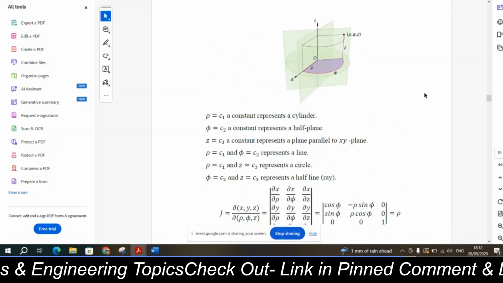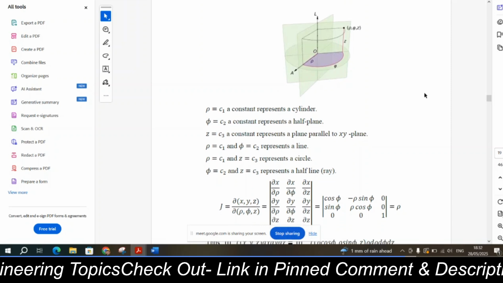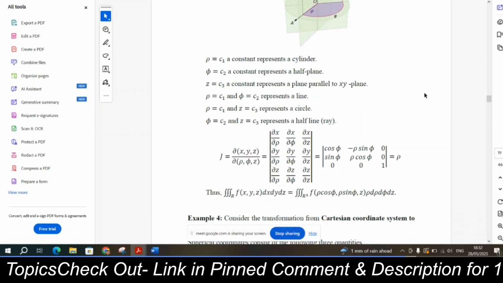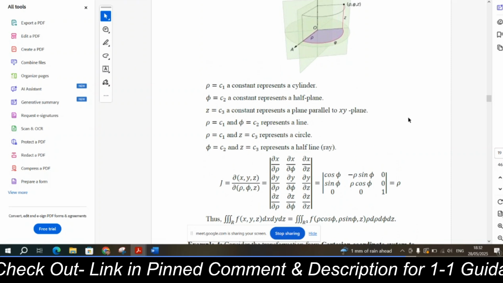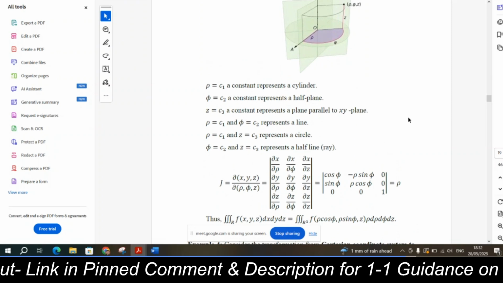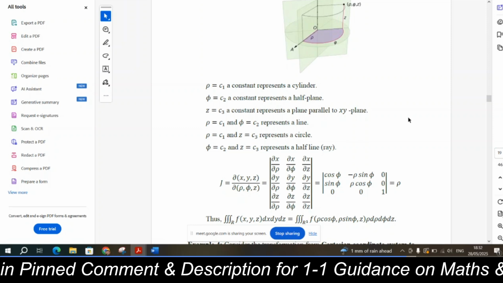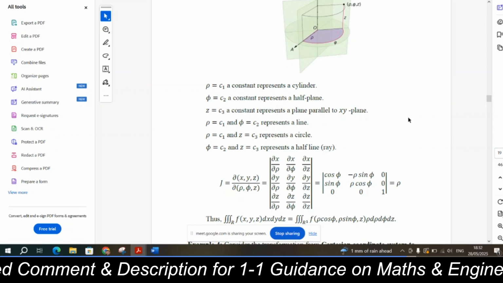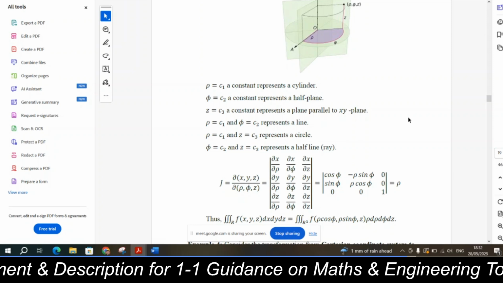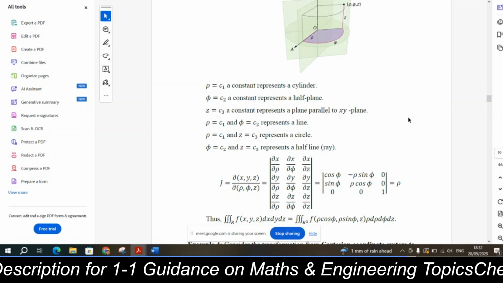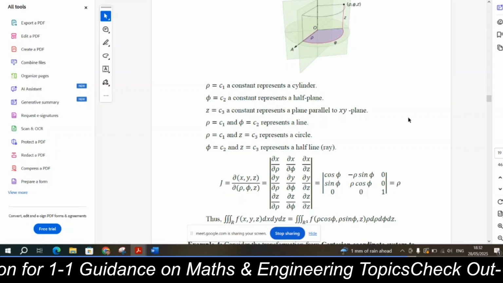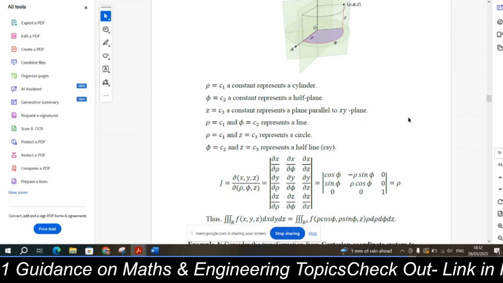C2, if you are giving only some constant, represents a half plane. C3, a plane parallel to the xy plane. C1 and c2 represents a line. C1 and c3 represents a circle. C2 and c3 represents a half line, a ray. So they are just giving what happens if one of them is fixed.